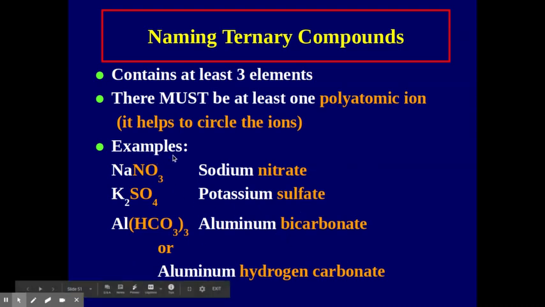And when it comes to naming them, you're just using the same system, basically. The polyatomic ions have their own little names, so just name them what they are. So this is sodium, this is nitrate, sodium nitrate. Potassium sulfate. This is aluminum, this is bicarbonate, aluminum bicarbonate. Now, sometimes bicarbonate is also called hydrogen carbonate, so things can get weird.